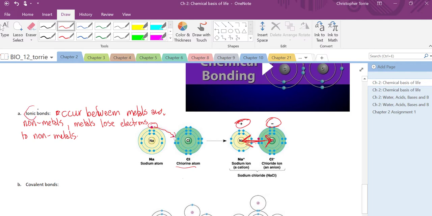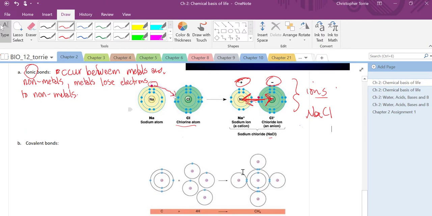And we call it an ionic bond because it forms ions. But overall, we write the formula as just NaCl because it's neutral, because they've got an equal positive charge and a negative charge, and so they cancel each other out, but they're what's holding the bond together.